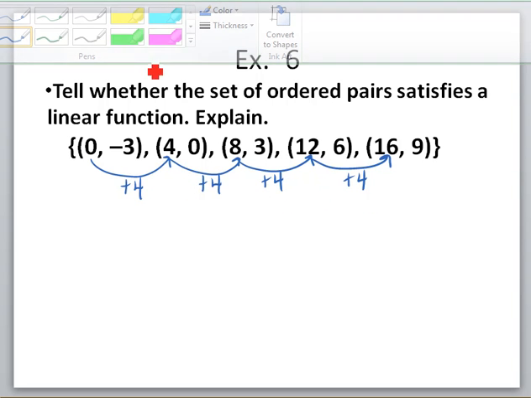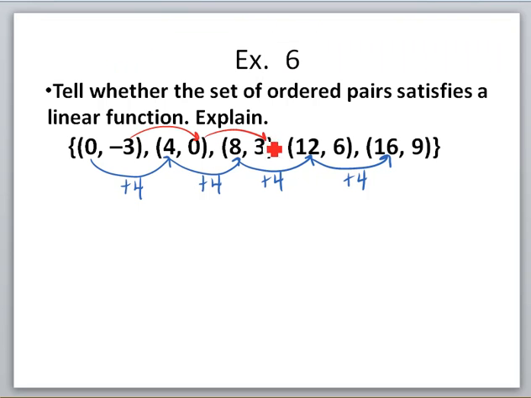Now I'm going to look for that constant change in y. So I'm using a different color, and I'm drawing to all the y's. Negative 3 plus what is 0? That's 3. I'm going to run out of time, so I'll finish this in the next video.